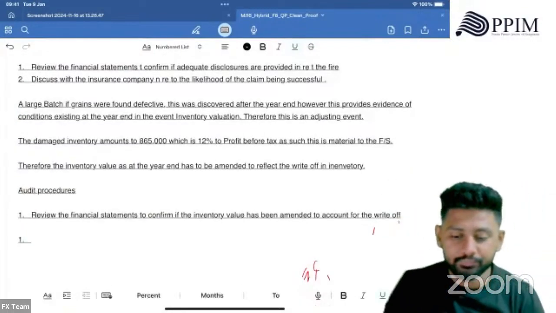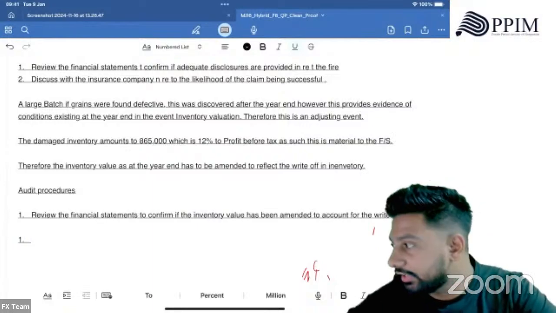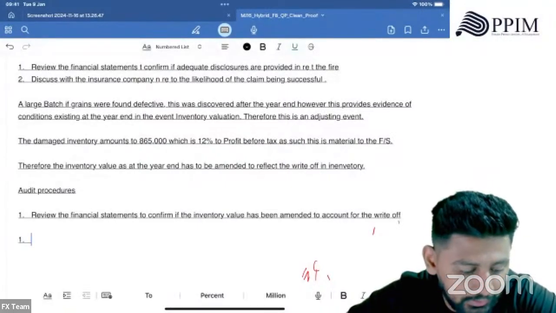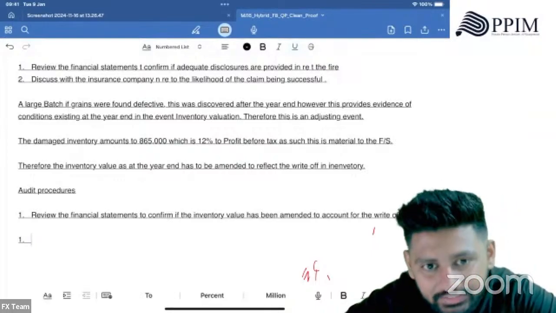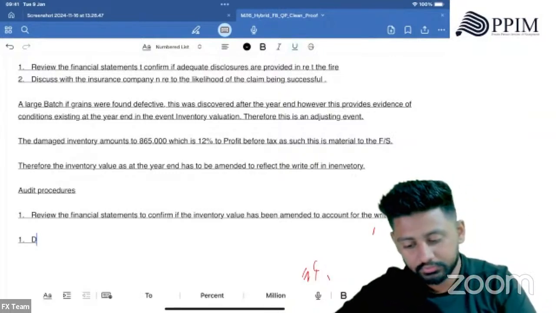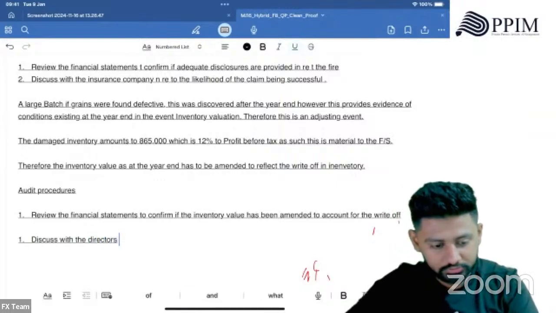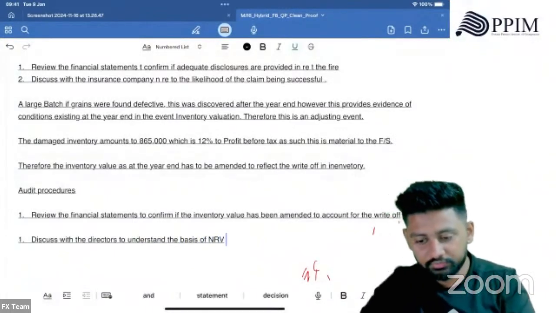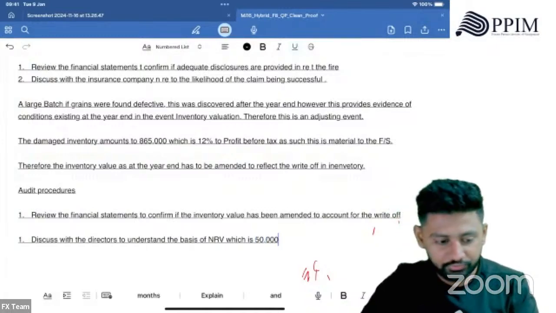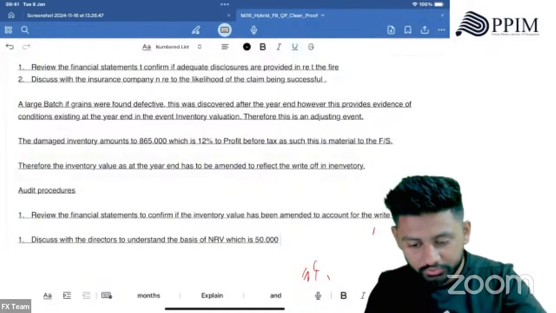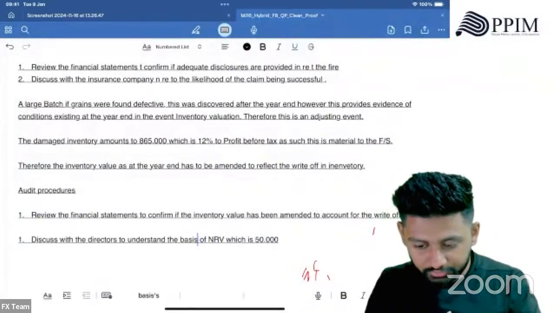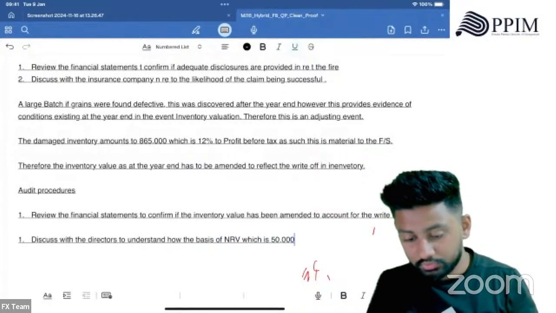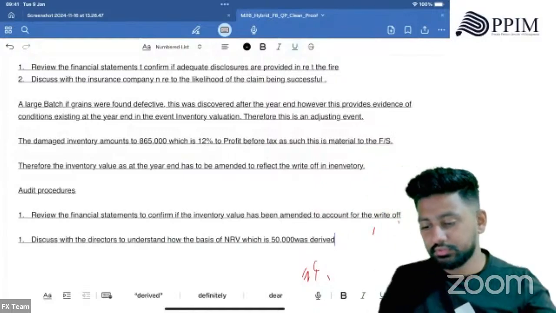And number two, you're saying that your 50,000 is a value that you can probably take as NRV. I want to understand what the basis for that is. Discuss with the directors to understand the basis of the NRV, which is 50,000, to understand how it was derived. There you go.